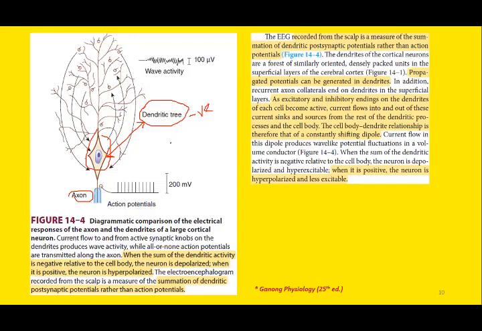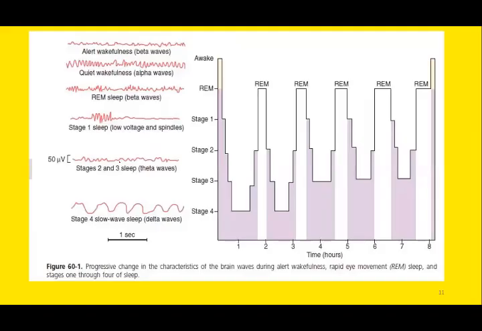So either the neuron is in a depolarized state or in a hyperpolarized state. So the dendrite and the cell body act as two different poles. One acts as positive and the opposite will act as negative. And this is known as the electroencephalogram, the graphical representation of the electrical activities which are occurring within the brain.